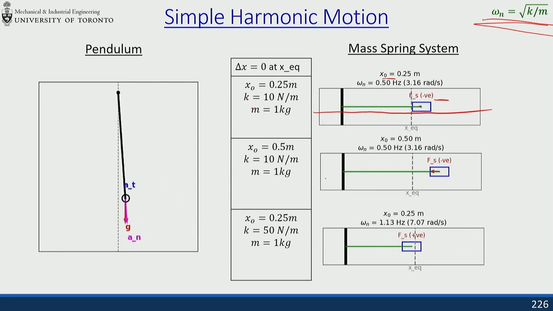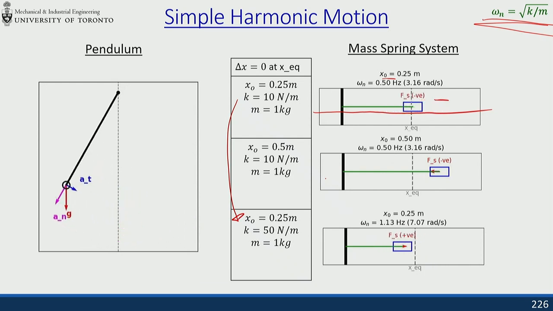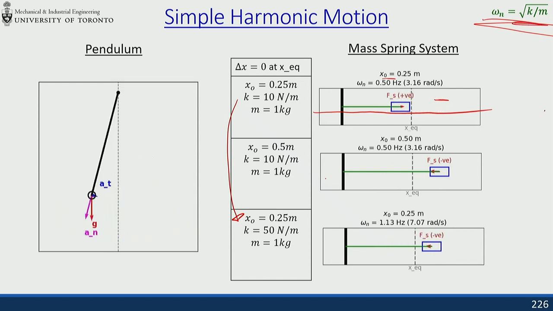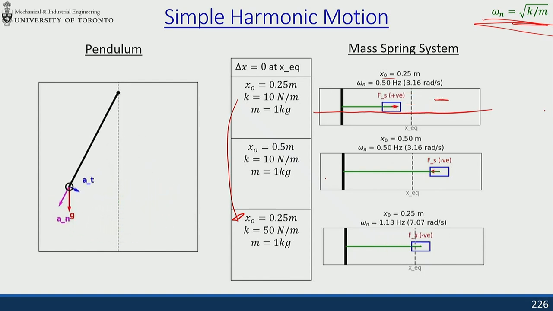So let's say we go from 10 Newton per meter to 50. So your natural frequency is going to be higher, but remember this is square root of k divided by m. So just because your spring stiffness is 5 times higher doesn't mean your natural frequency is 5 times higher. It's the square root of 5, roughly 2.25 in this case, which checks out. Questions?